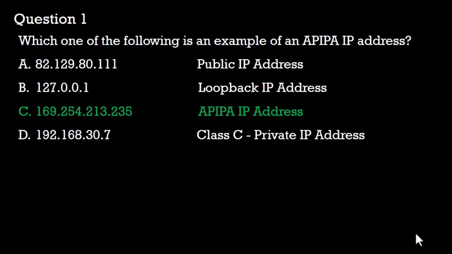169.254.213.235. Option A, 82.129.80.111 is a public IP address. Option B, 127.0.0.1 is a loopback IP address and it is used for internal testing on a local machine. Option D, 192.168.30.7 is a private IP address which is for Class C. So with regards to the APIPA IP address, that would be option C.